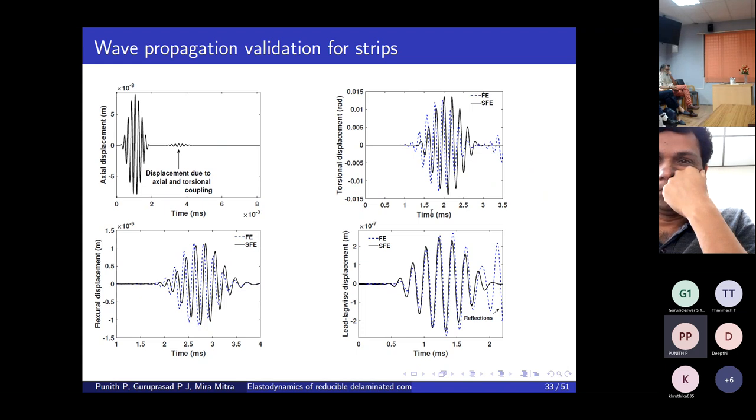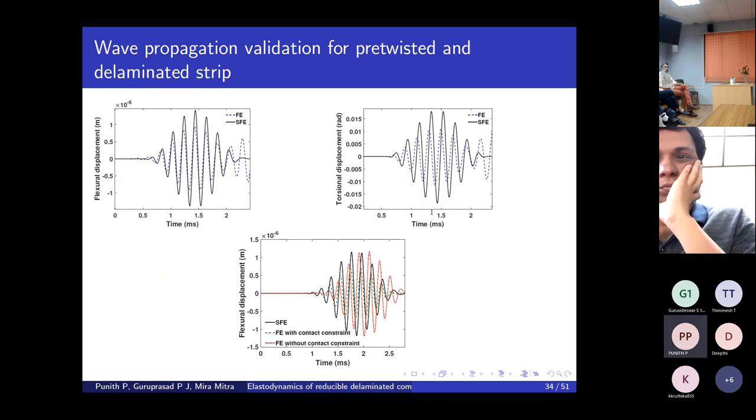When we compare our FE results and SFE results from the wave propagation, again we have a very close match with the 3D results. The upper two are for the pre-twisted beams, and the lower one is for the delaminated strip. Although there is a difference in the amplitude with the finite element model, the wave velocity of our model matches very well with the wave velocity predicted by the simulations in FE.